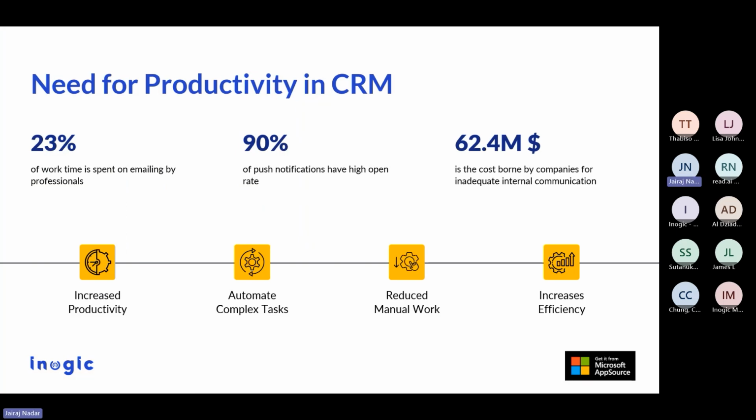So the need for productivity in the CRM: the stats that you see on the screen say that 23% of our time is spent by users on emailing, whether for internal communications or coordination. Whereas with push notifications, 90% of push notifications have a high open rate when information is passed to users. And $62.4 million is the cost borne by a company for inadequate internal communications.